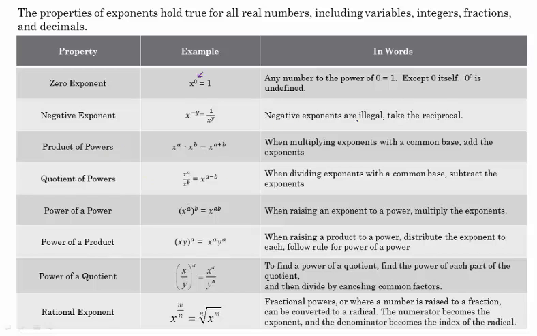Negative exponents are illegal. We don't have negative exponents, so we take the reciprocal. So x to the negative y, we want to flip that over and make it 1 over x to the y.